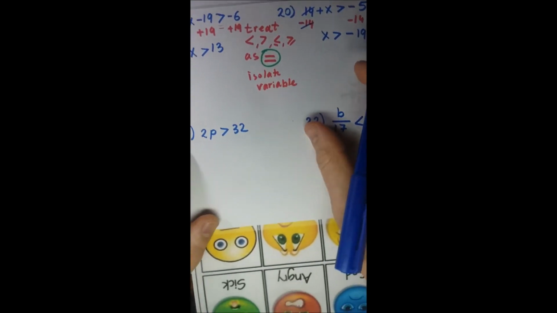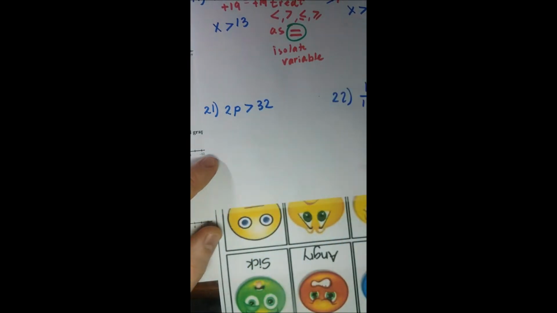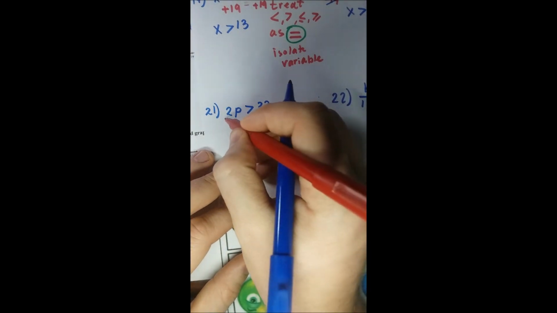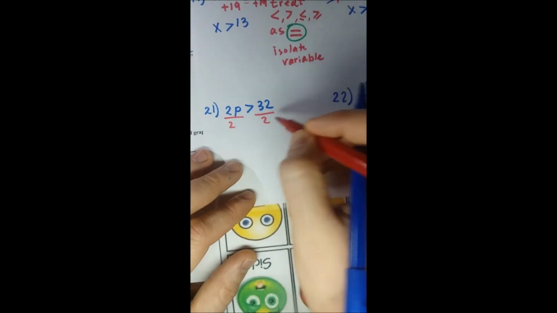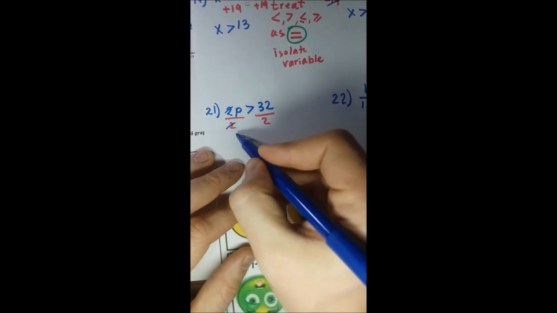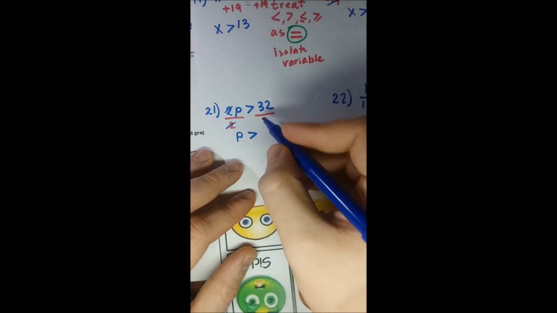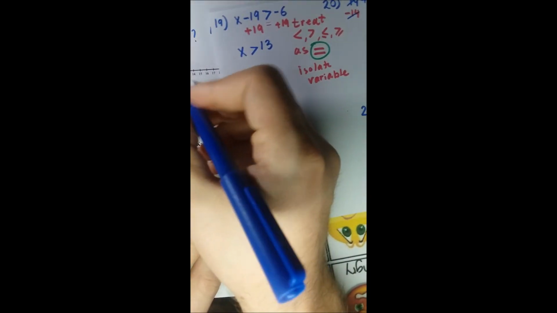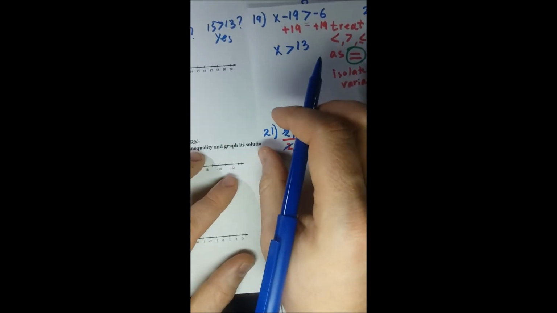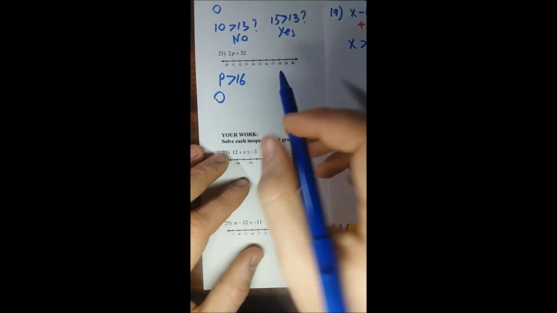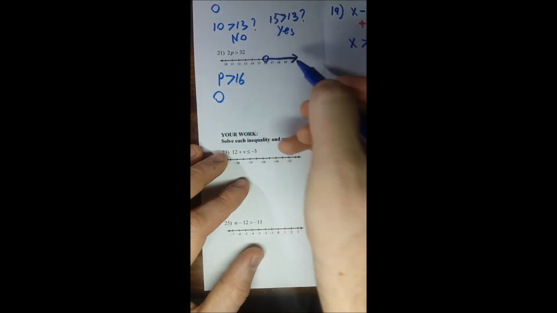And x is greater than, so we need to make sure that this is the greater sign. Number 21, you're looking at 2p is greater than 32. Divide both sides by 2. So p, keep the inequality sign going, is greater than 32 divided by 2, which is 16. Again, I'm going to write down here, p is greater than 16. It's an open circle again, at 16. Anything above 16 is good. There you go.